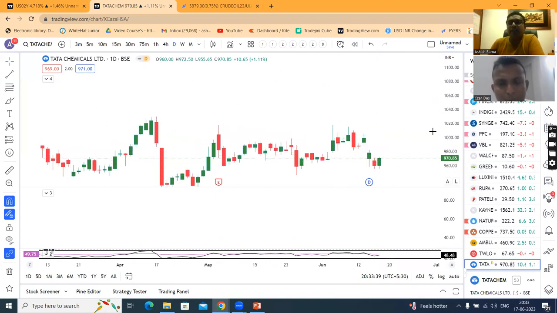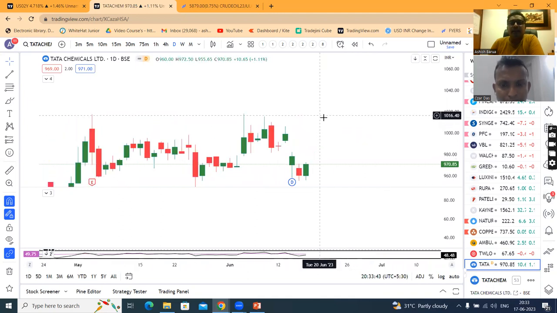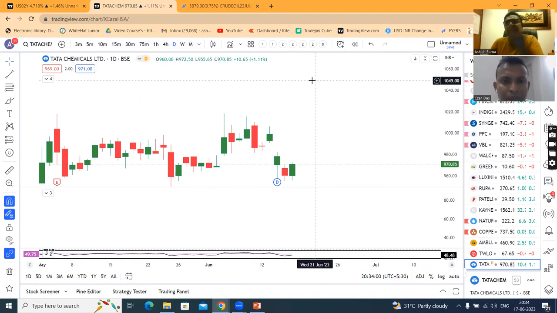Now, what is a chart? It's the visual representation of any script, depending on the time frame. Here you will see 3 minute, 5 minute, 10 minute, 15 minute, 30 minute, 75 minutes, 1 hour, 4 hour, daily, weekly, monthly, depending on that one.